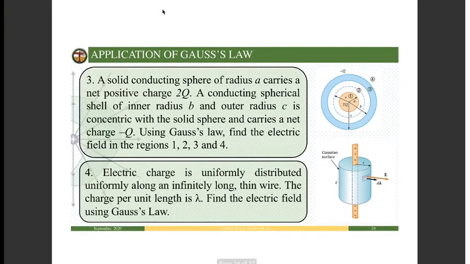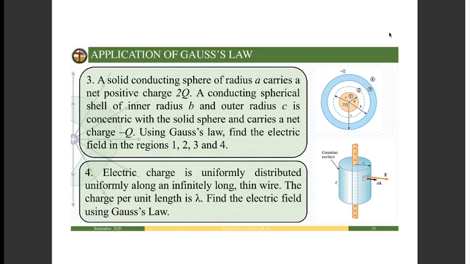Okay, how about this one? We have a solid conducting sphere of radius A that carries a net positive charge 2q. Then we have a conducting spherical shell of inner radius B and outer radius C. Shell meaning we have two radii, the inner radius and the outer radius. It is concentric with the solid sphere, meaning they have the same center, and carries a net charge of negative q. So the spherical shell on the outside, the hollow sphere, has a charge of negative q, and the solid conducting sphere inside has a charge of positive 2q. Using Gauss's law, find the electric field in regions 1, 2, 3, and 4.